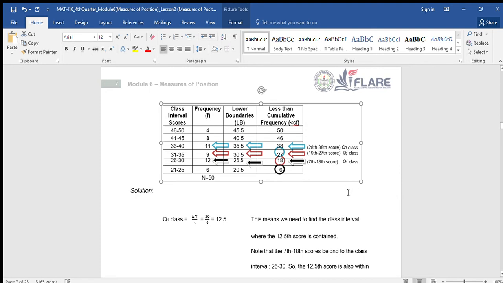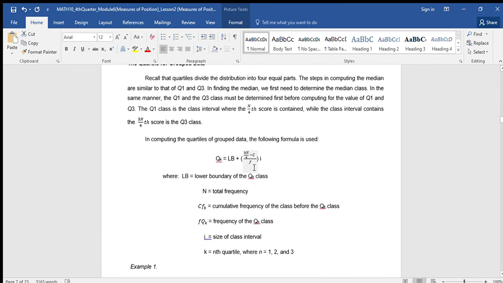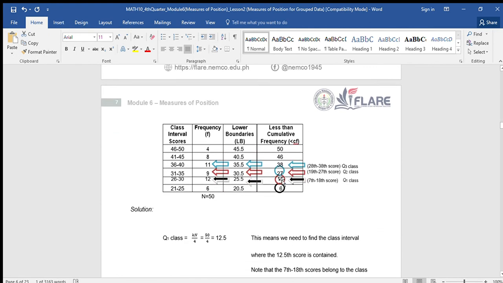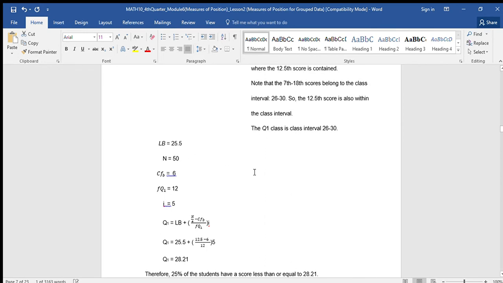So, after that, okay, from this one here, dire nato i-apply ang formula. Ang sunod nato pangitaon, si LB. Okay, kinsa na si LB, si lower class boundary. So, kung unsa man ang kalinya ni 18, di ba si 25.5 ang atong lower boundary. So, mao na ang atong LB, 25.5.